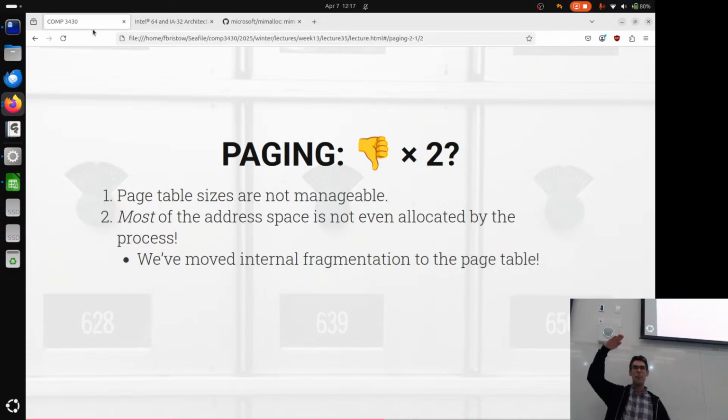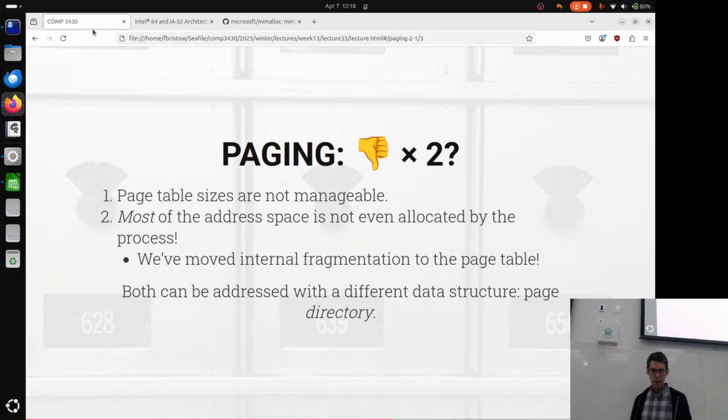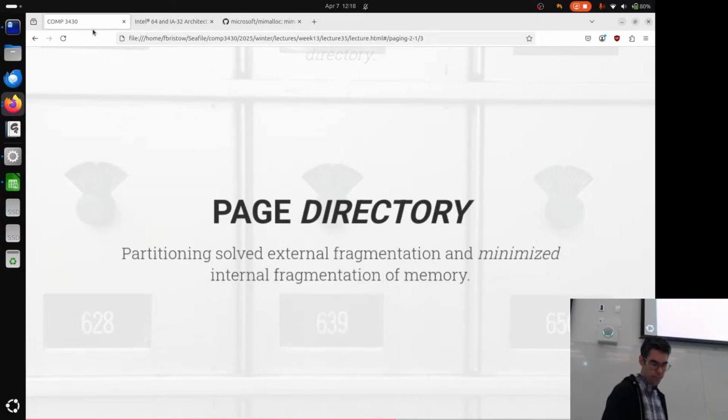We've got parts at the top and parts at the bottom that are our code, heap, and stack sections, and then lots and lots of virtual page numbers in the middle that are never actually going to be used by this process. So we've just moved internal fragmentation from our physical memory to our virtual memory. Both of these problems, a huge page table and internal fragmentation within the virtual address spaces represented by these page tables, can be addressed by using a different data structure entirely. And that different data structure is called a page directory.